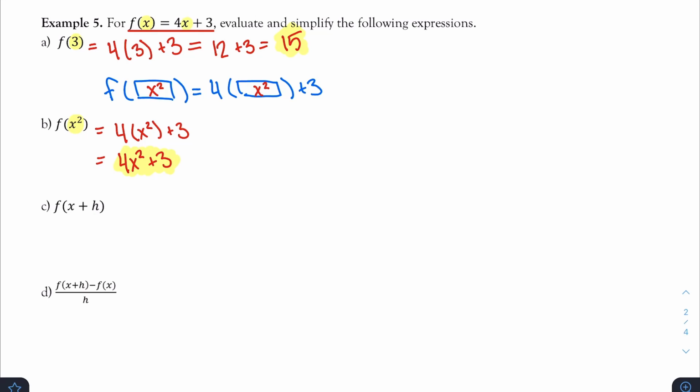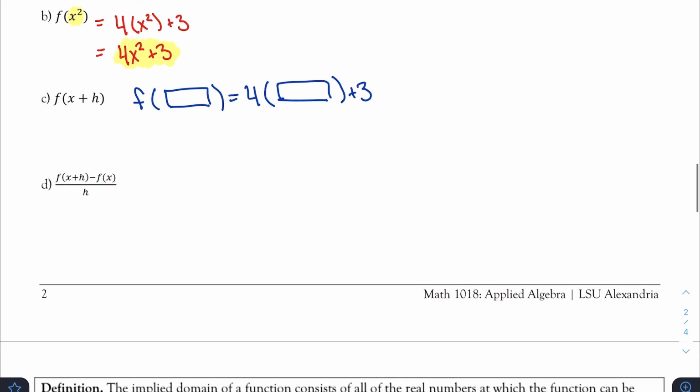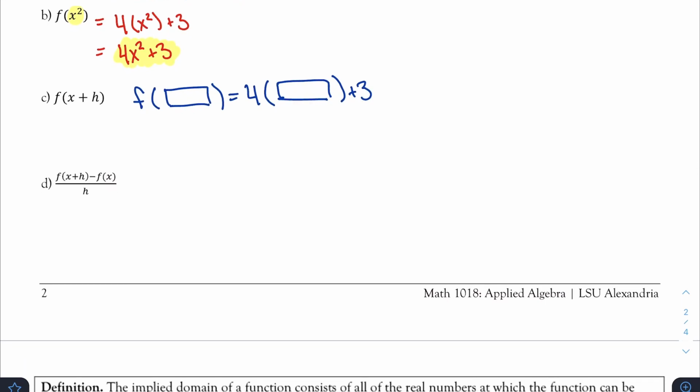We can do the same thing for part C. You might be looking at part C and saying, wow, this is a lot of letters. And there are a lot of letters, but we're still using the same idea. Once again, I'm going to write down that blank box notation, where f of some blank is equal to 4 times that blank spot plus 3. So if I want f of x plus h, that means I'm putting x plus h inside my blank. This gives me 4 times x plus h plus 3.